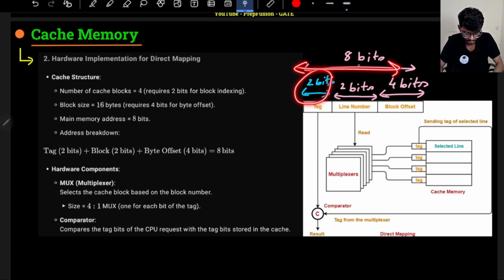The whole memory address is 8 bits. So the tag is 2 bits, the block number is 2 bits, and the byte offset is 4 bits. In total it is 8 bits.